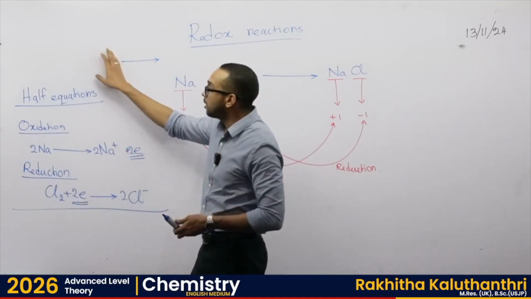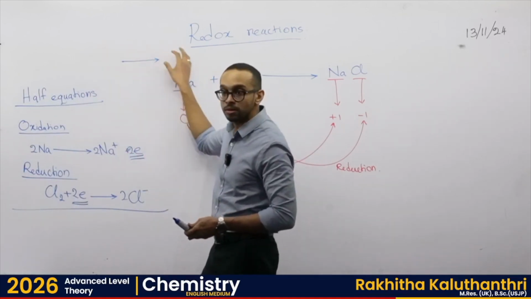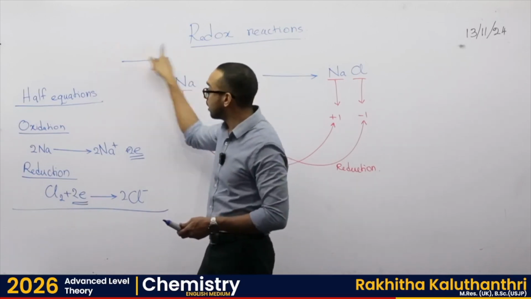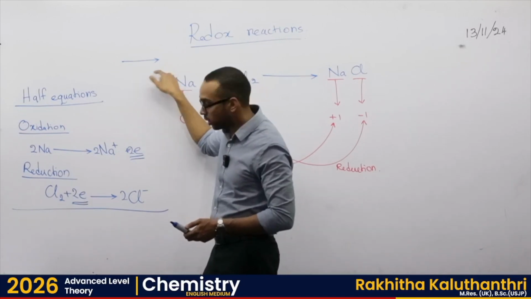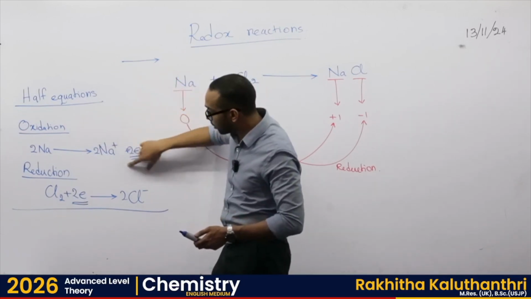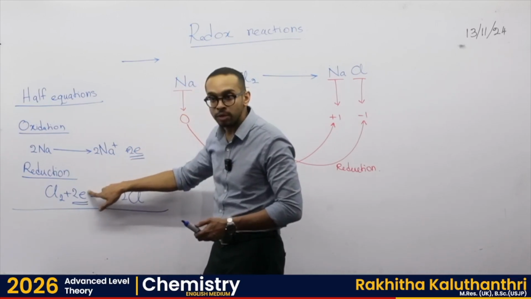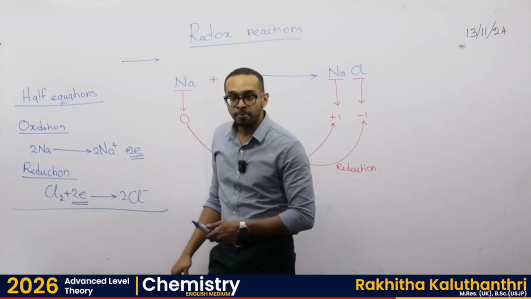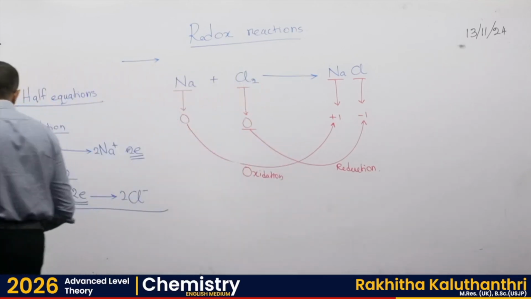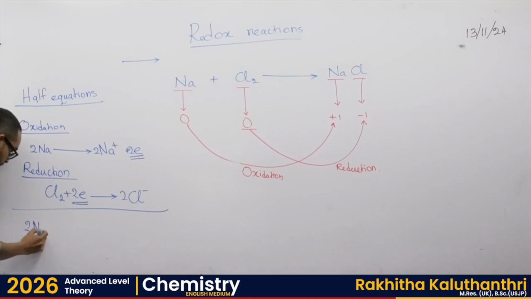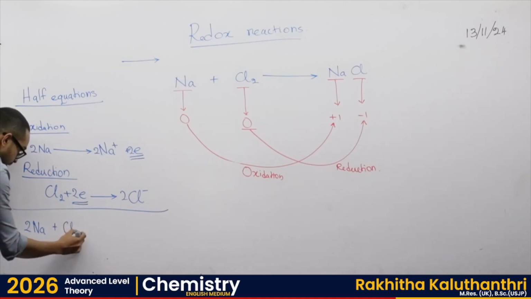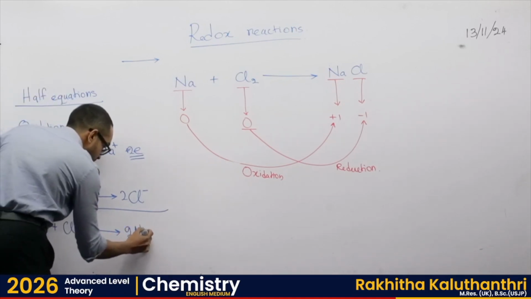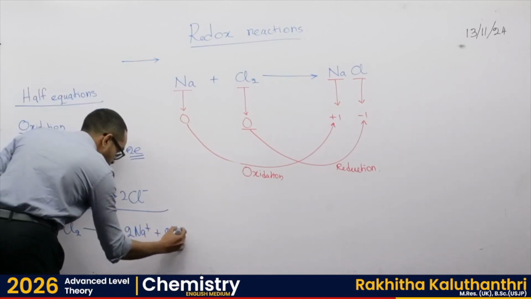If you have the same thing on two different sides of the arrow, on the left hand side as well as on the right hand side, you can cancel them off. Is that clear? So here on the right hand side you have 2 electrons, and on the left hand side you have 2 electrons. If I add these together, these 2 electrons can be cancelled off. So the equation becomes 2 Na plus Cl2 turns into 2 sodium ions and 2 chloride ions.